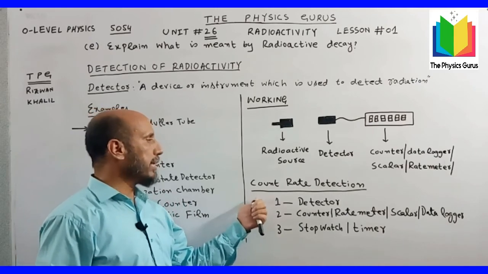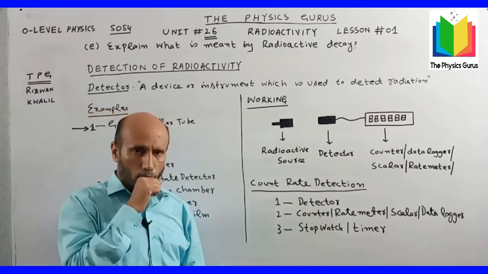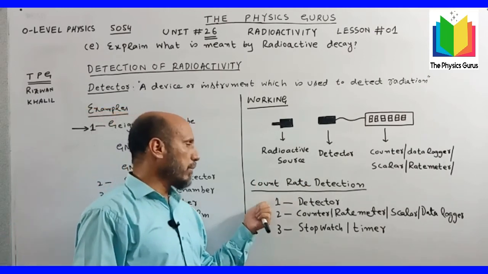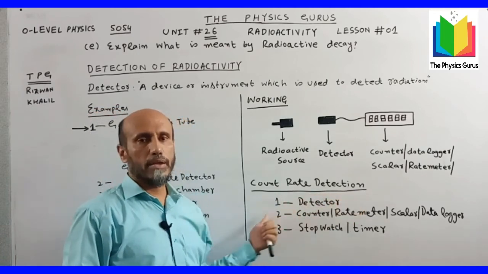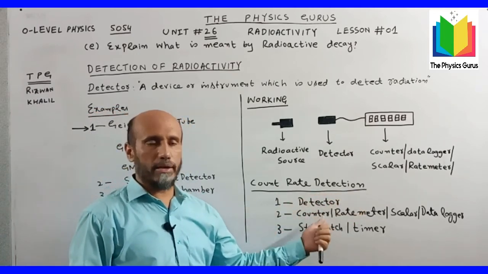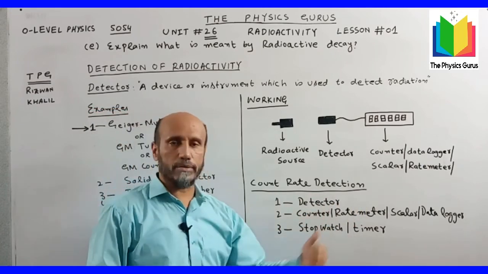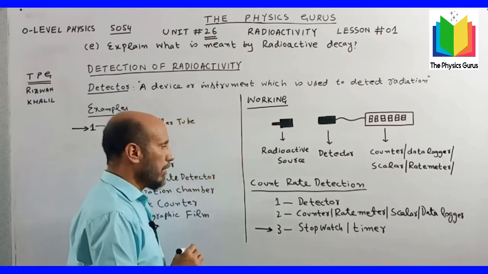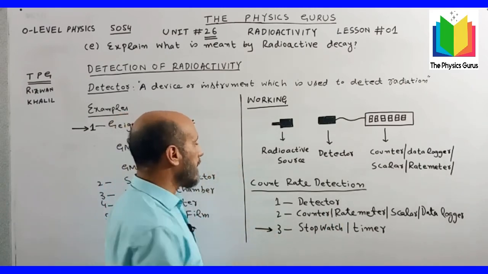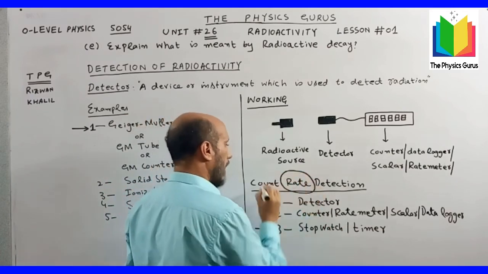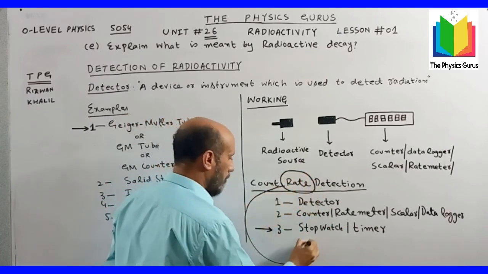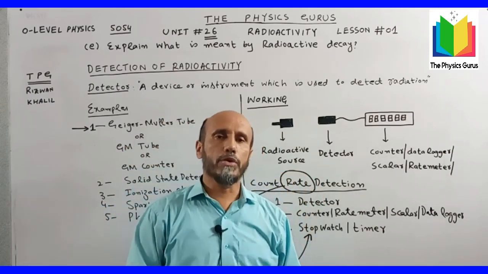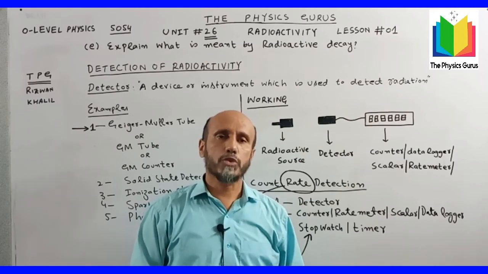So how can we calculate the count rate? In order to calculate the count rate, number 1, we require a detector. Number 2, a counter or rate meter or scaler. And number 3, a stopwatch or timer. This part 3 is very important. Whenever we want to measure the count rate, count rate means the value of radiation measured in a particular time, and in order to measure the particular time we will use a stopwatch.